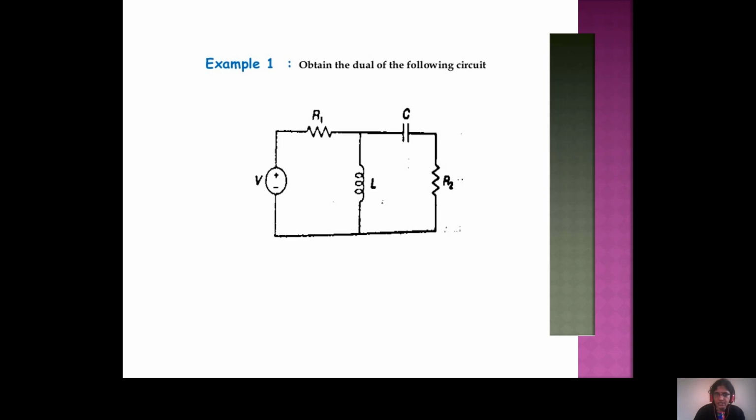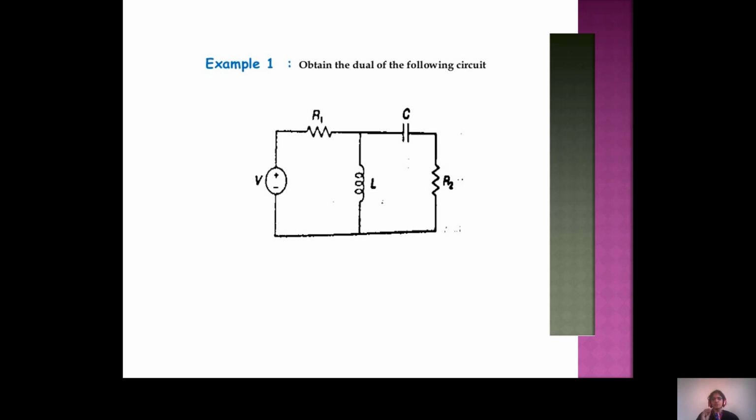Here there is a voltage source, two resistors, R1 and R2, one inductance, and one capacitor. So resistors come to conductors, inductor comes to capacitance, capacitance comes to inductor, and the voltage source comes to the current source.